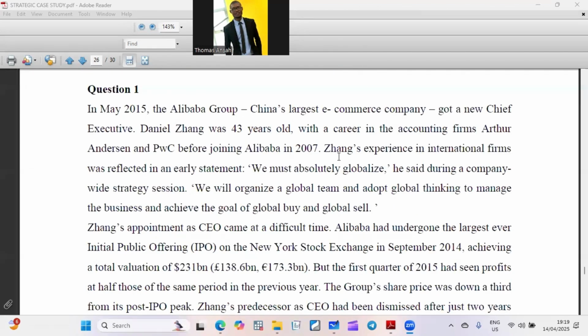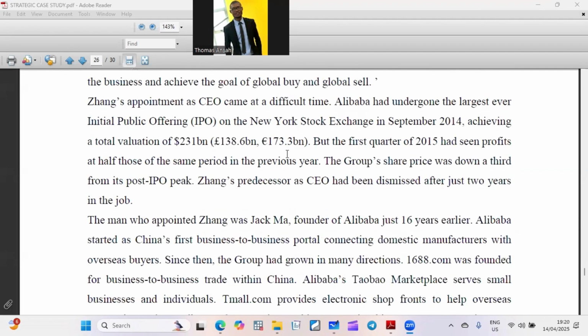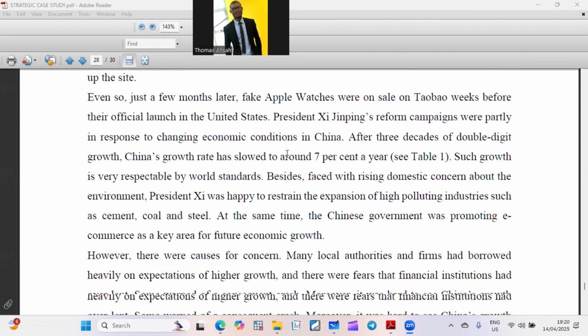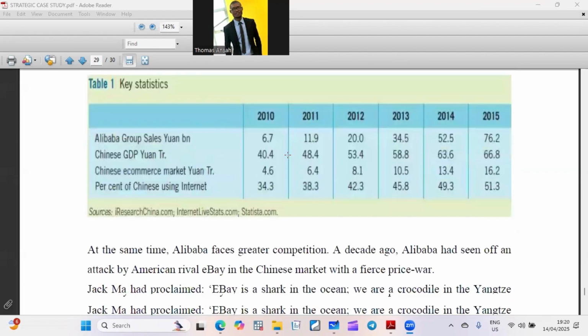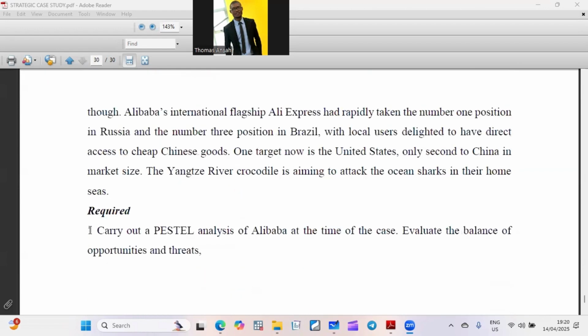This is the question. It is 7:20. Forgive me, I should have sent you this for you to print. So the way it is, you have to read the whole thing and bring out the answer. The question is saying that we should analyze PESTEL for this whole case.